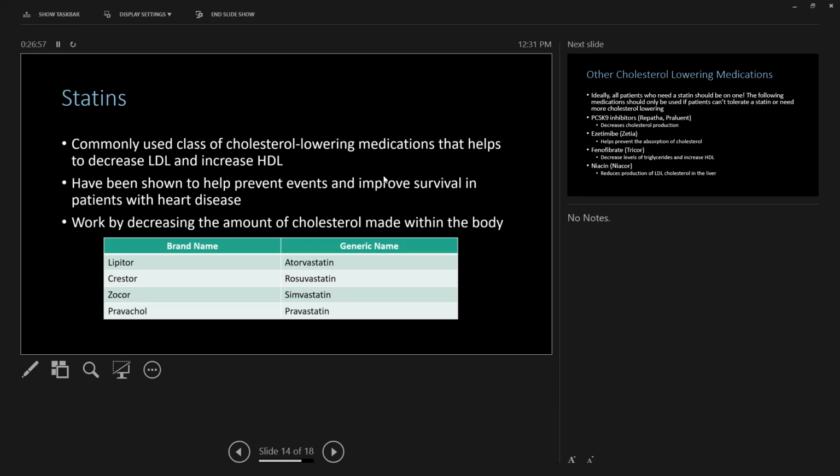Some people say that they have the muscle aches or pains when they start them. They can have some effect on liver enzymes, usually easily monitored with just some routine lab work though.